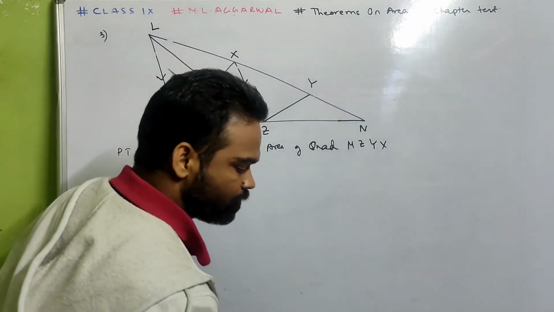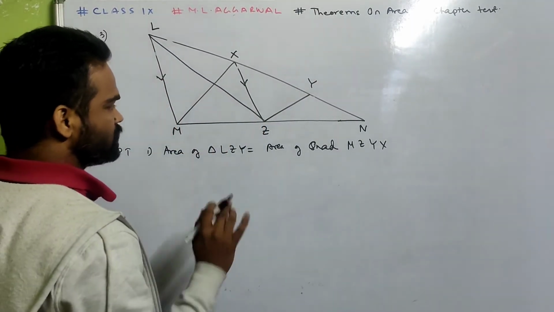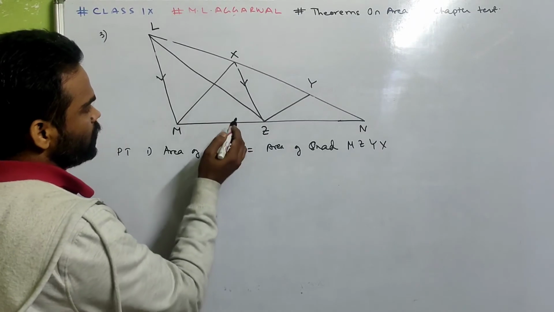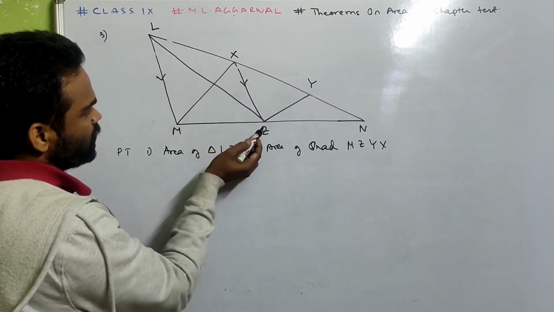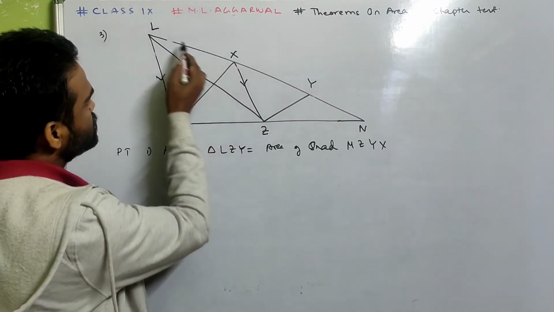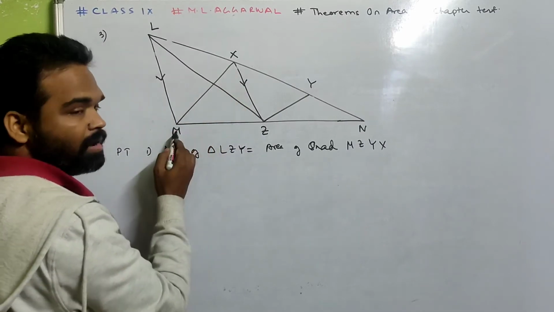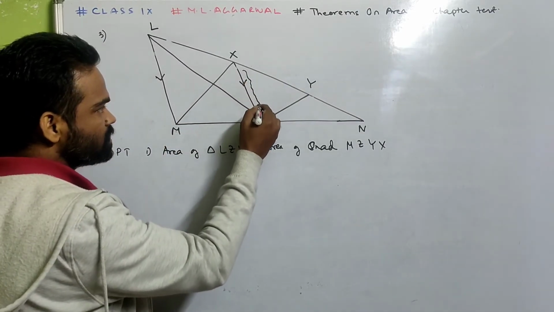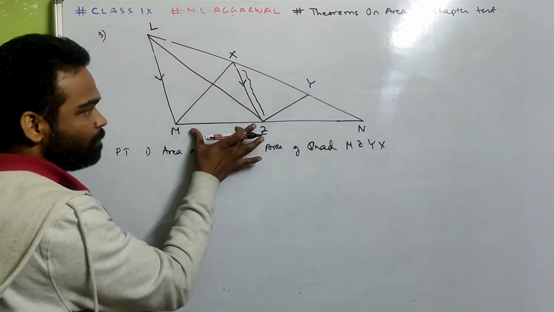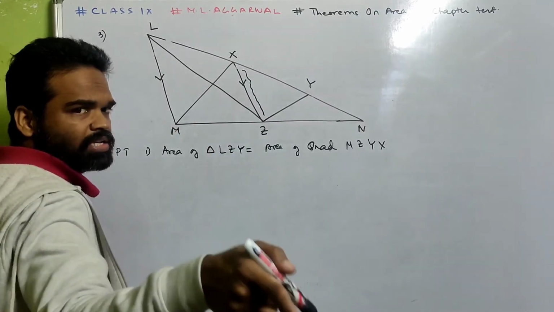Very easy. Look over here. First of all, do you see triangles ZXL and ZXM? They have the same base and they are between the same parallel lines, so the areas will be equal.